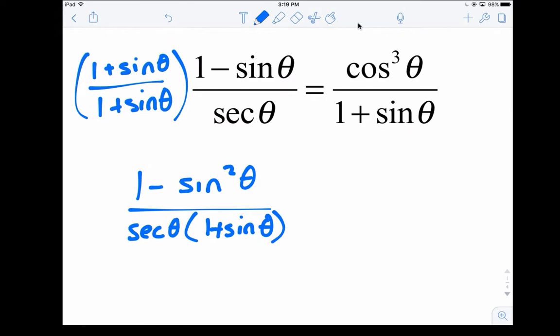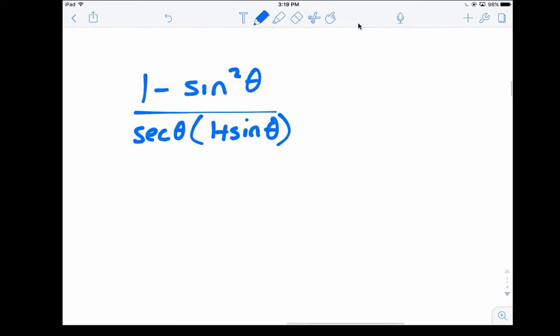Now if you look at the other side, you need 1 plus sine in the denominator, and you have that now. So now what you have to try and do is come up with cosine to the third power. If you simplify 1 minus sine squared, that's cosine squared, and then secant is 1 over cosine.